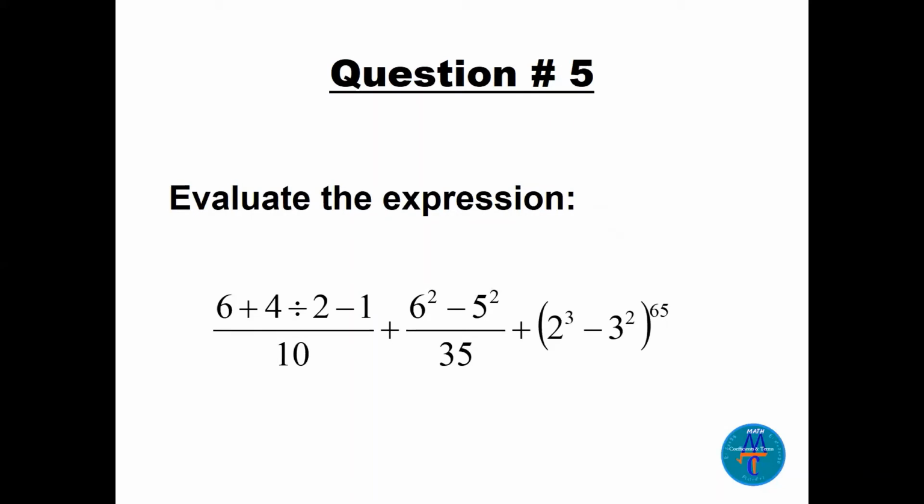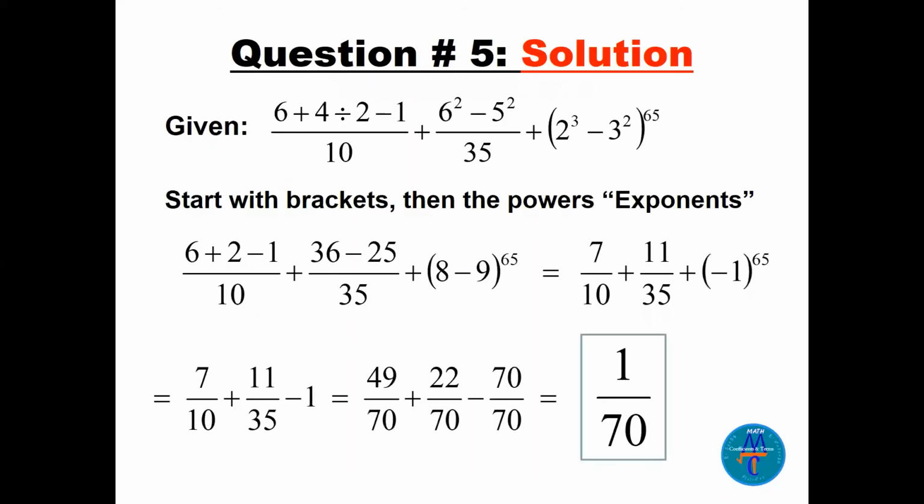Some division, some powers. See, this is a big power here. You have to deal with that. You see here what's inside the bracket, first you have to do. 2 cubed and then minus 3 squared. We have seen this many times. Let's see the answer. Ready to see the answer? Did you try it? Let's go. The final answer for this question is 1/70.